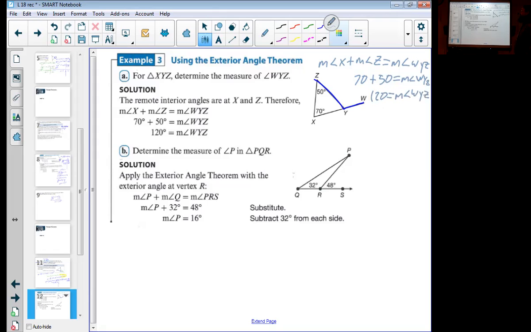Now it's asking you to find part B. So it's determine the measure of angle P in triangle PQR. So we're looking for this measure right there. Well, we can use that exact same thing. We can use the remote angle theorem to say that 48 degrees is equal to 32 degrees plus whatever the measure of angle P is.